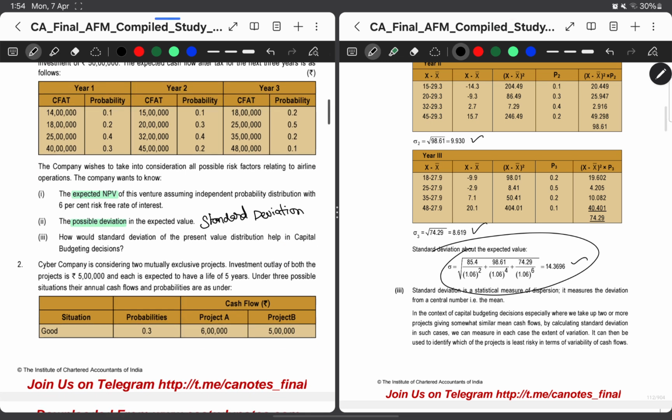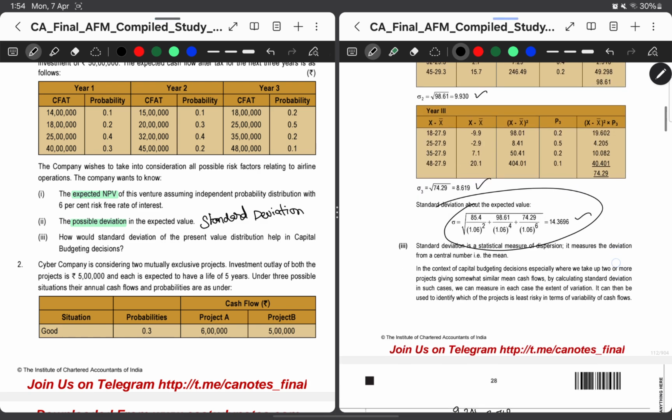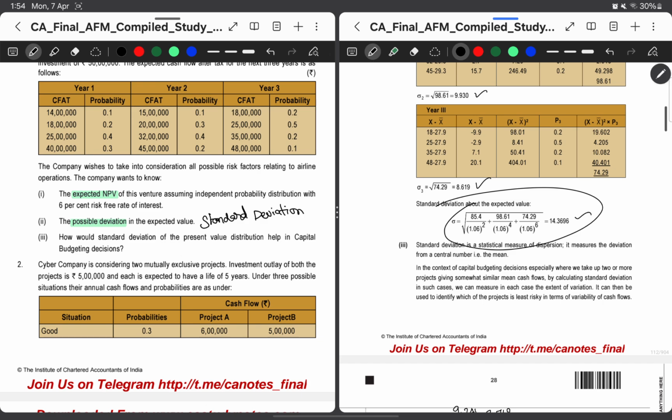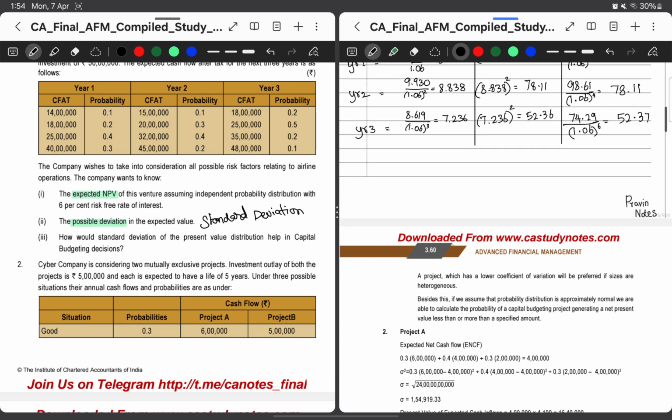Now the next part of the question was, how would the standard deviation of the present value distribution help in capital budgeting decisions? This is a theory part. As usual, standard deviation is a measure of dispersion, which is ideally used for checking the volatility of the project or the risk involved in a project. Like that we can explain. The same theory part they have explained also. You guys can go through that. Thank you.